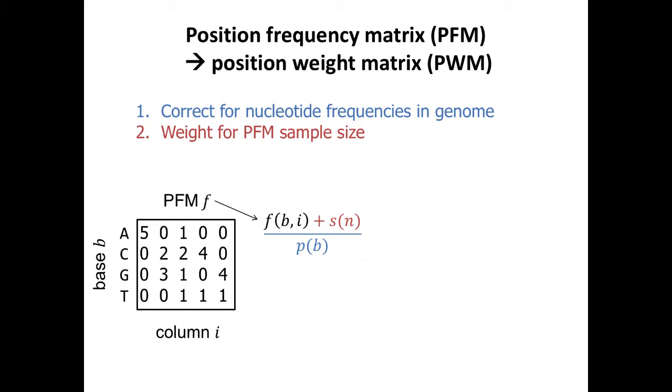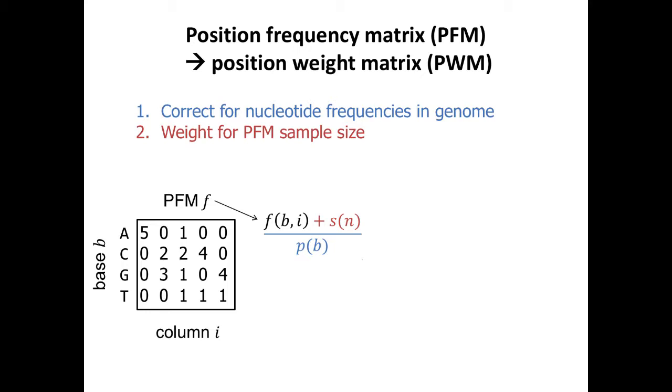So if you only have 5 observations, you don't want to rule out something that's never been seen in these 5 observations, right? Maybe if you took 6 observations, you would find a T in the first position, or maybe you'd find an A in the second position. The way we do this is we add what's called a pseudocount. A pseudocount essentially is a way of getting rid of any zeros in the matrix. And a common strategy for pseudocounts is you just add 1 to everything, right?